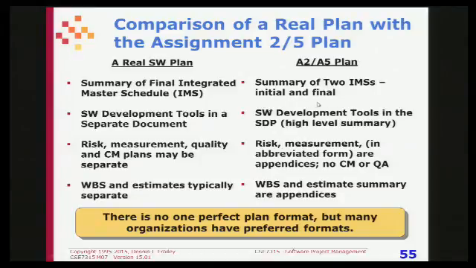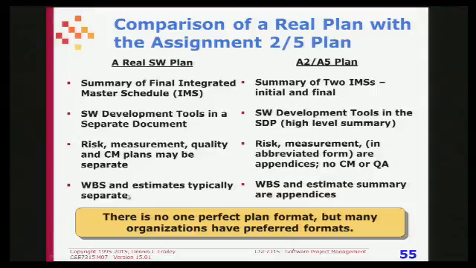And then you're going to explain why they're different. Now, in a real plan, you wouldn't do it that way, but I have to be able to grade how much you've changed it, and that's why I ask you to do that. In a real plan, your tools would be in a separate document, whereas in assignments 2 and 5, I want you to give a high-level summary of your tools in the plan. In a real plan, risk, measurement, quality, CM plans would be separate documents. In this one, they're appendices, except you don't have to do CM and QA plans.